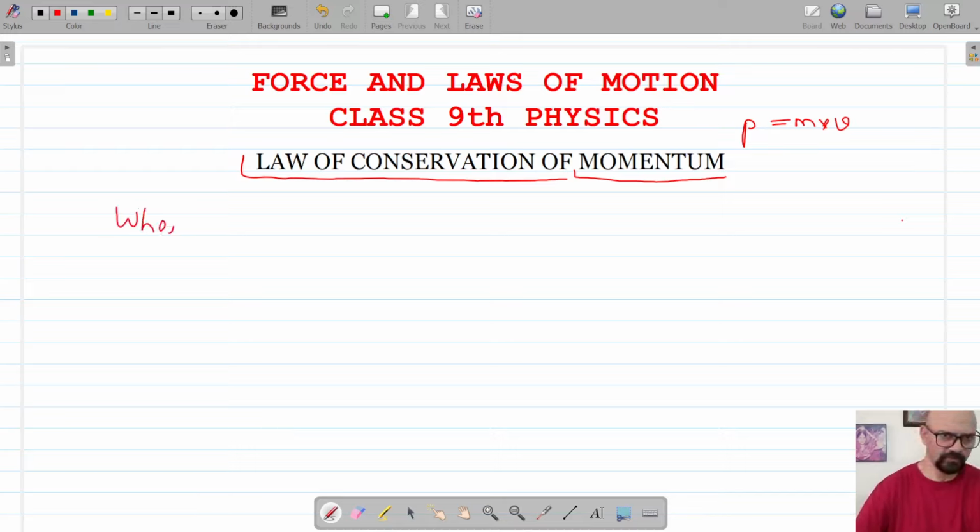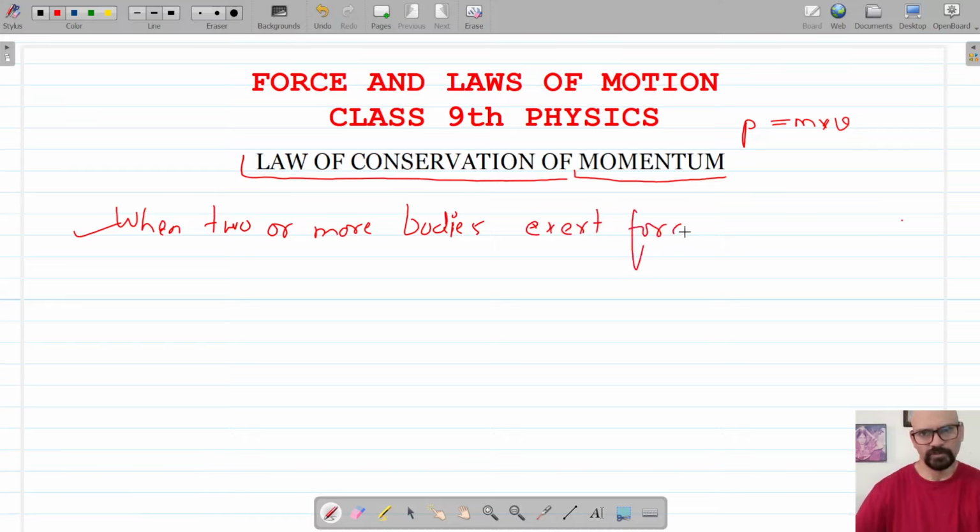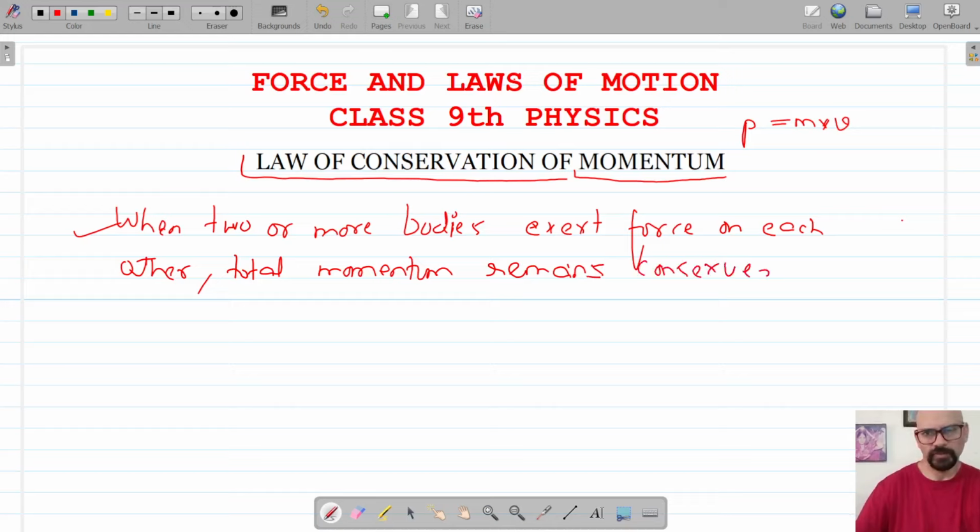We will also try to prove the law of conservation of momentum. So when two or more bodies exert force on each other, or act upon each other, total momentum remains conserved.